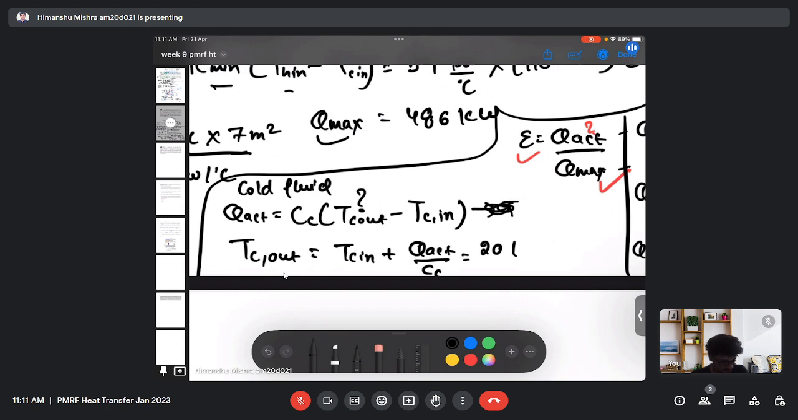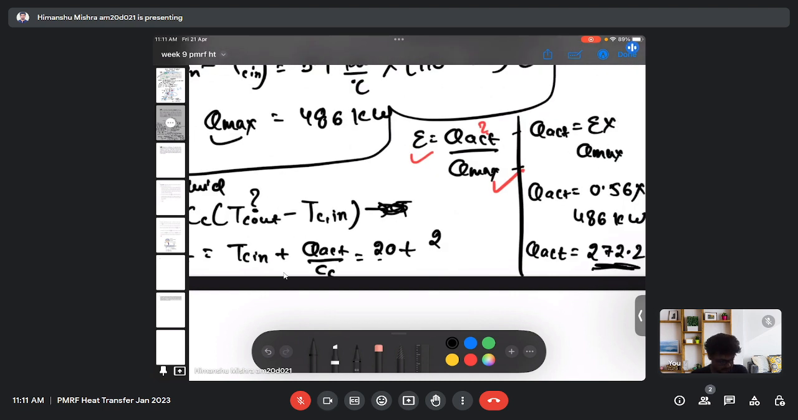20 is my inlet temperature of cold fluid, and my actual heat transfer we just calculated, 272.2. And my heat capacity for cold fluid was 5.4 kilowatt per degree Celsius, in kilowatts. So we need to calculate this, and when we calculate this, my cold fluid outlet temperature will be 70.4 degrees Celsius.